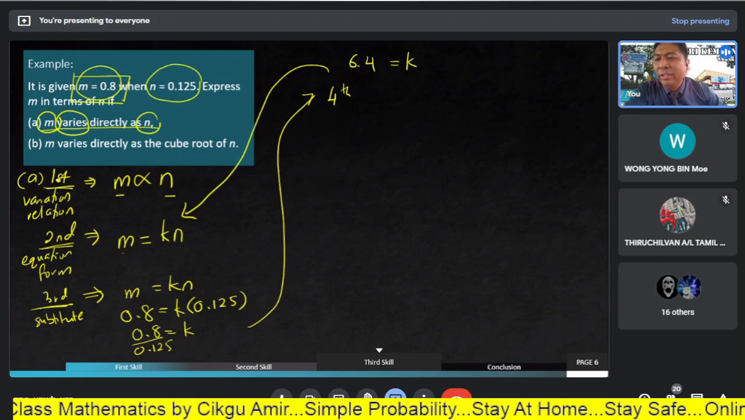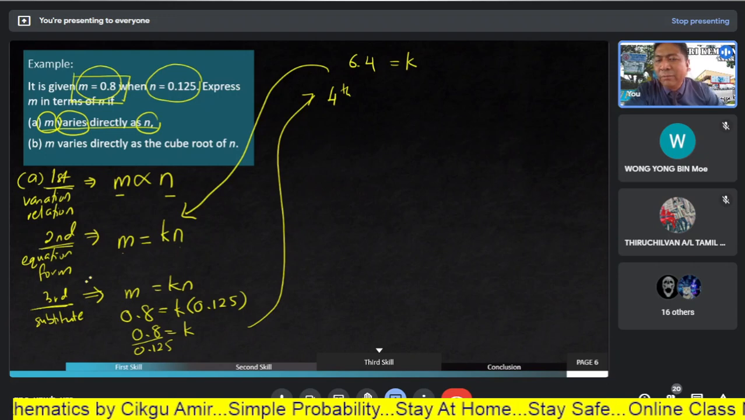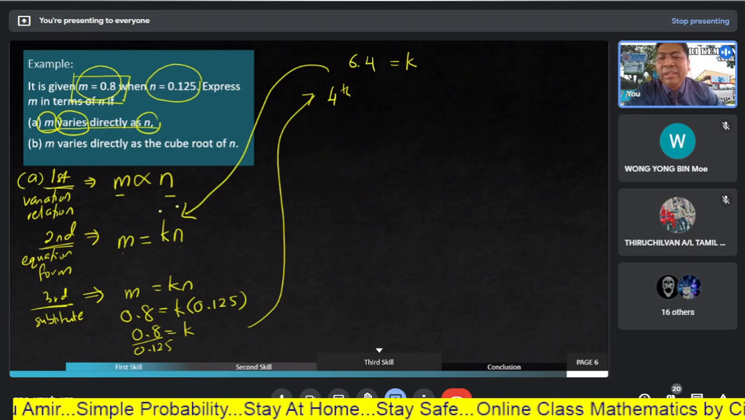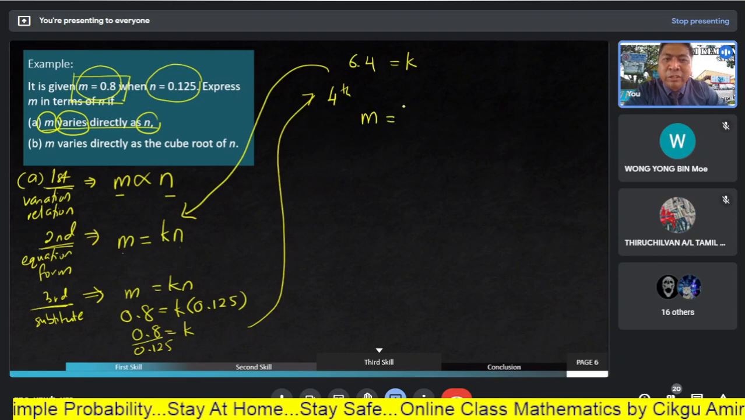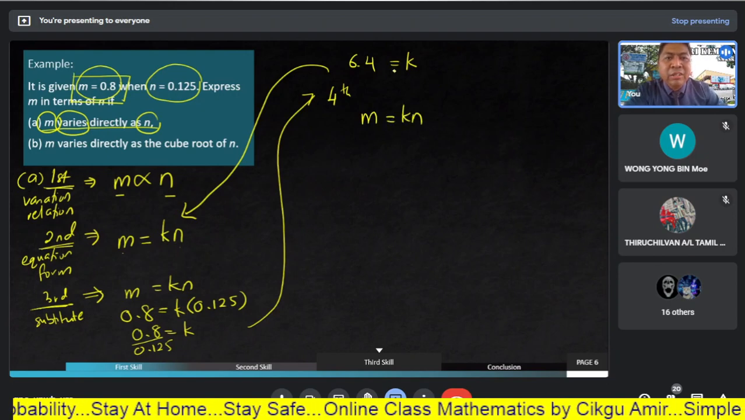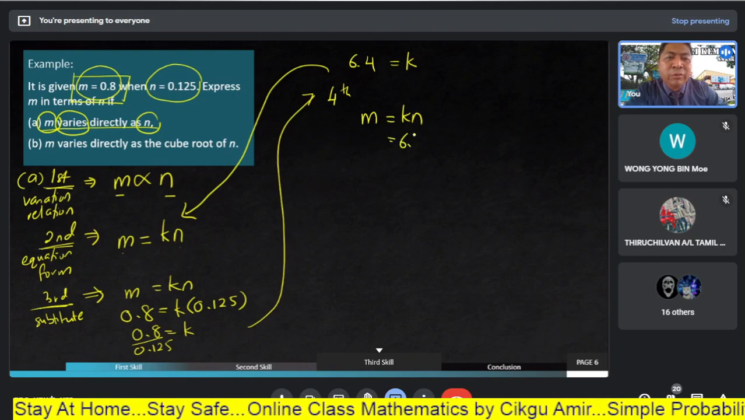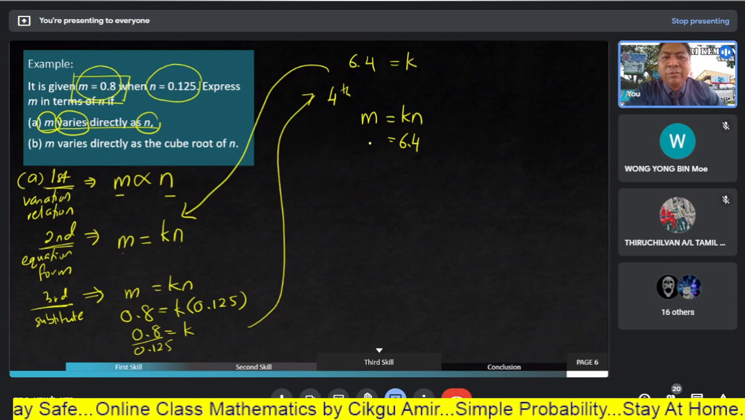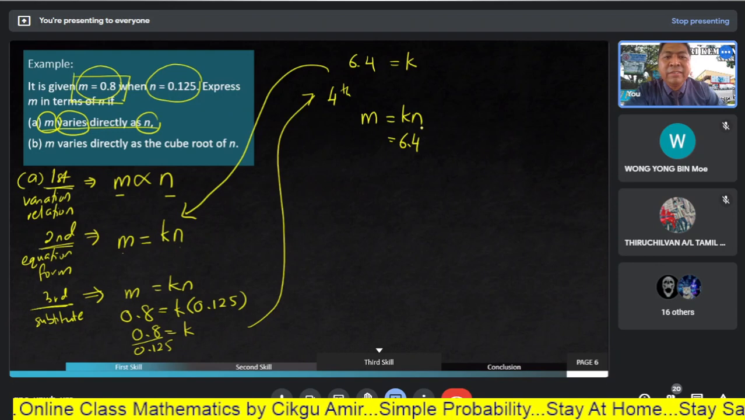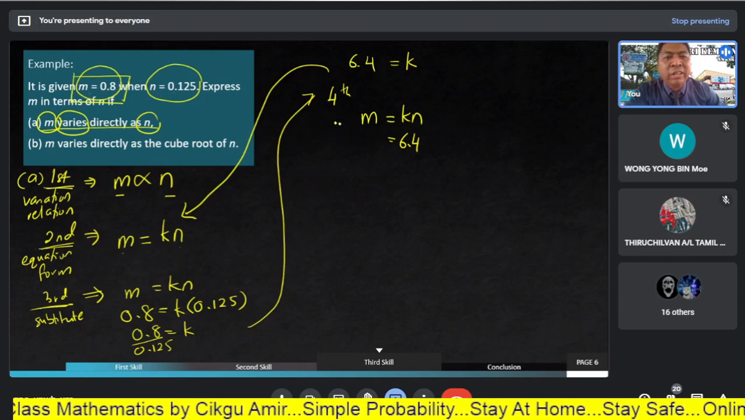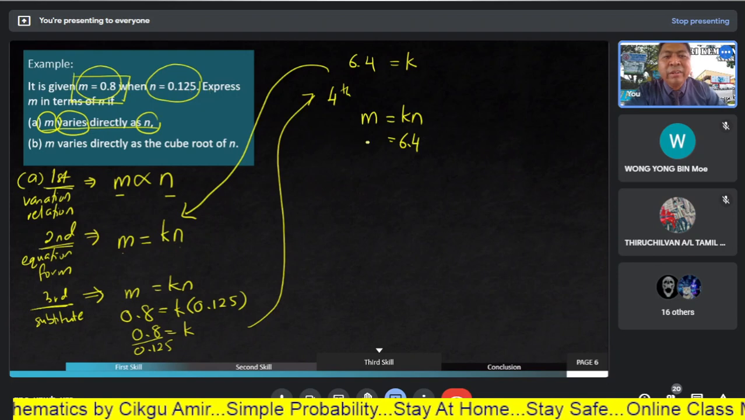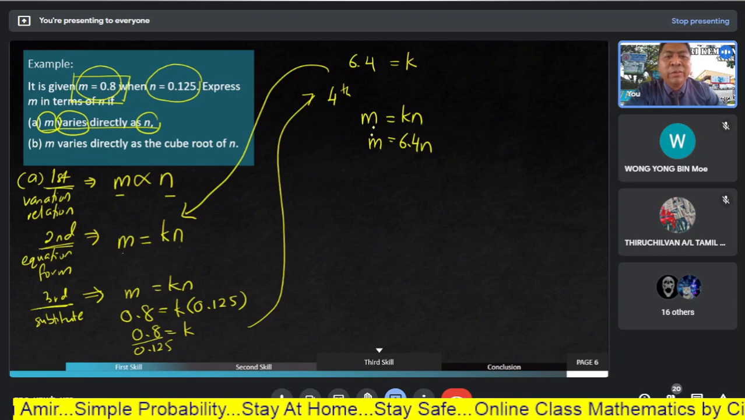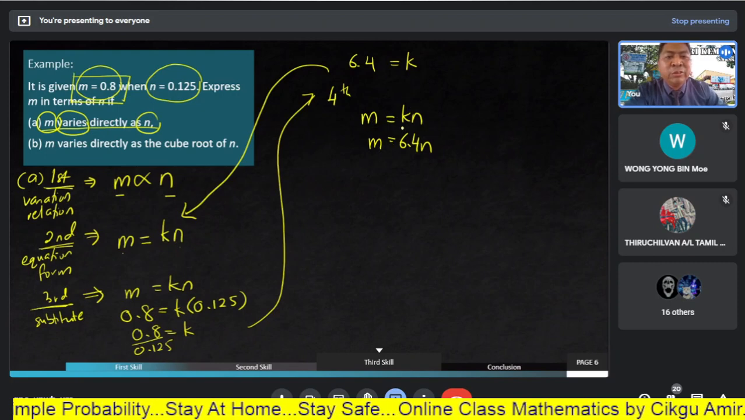So it means first step, second step, third step, fourth step. Okay, patah balik ke second step. The second step is M equal to Kn. So the value of K here is 6.4. Don't put any value for M and N. Don't substitute M with 0.8. Don't substitute N with 0.125. Just leave it as M and N. Just substitute the value of K.